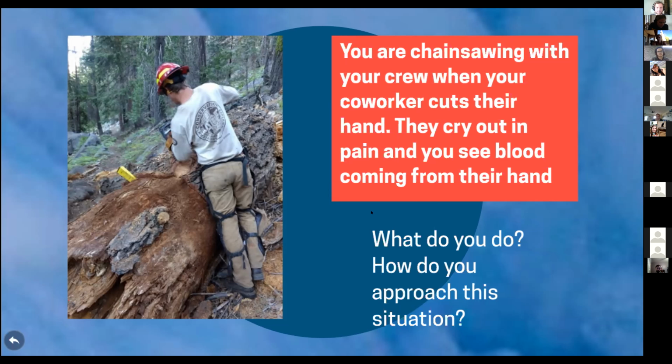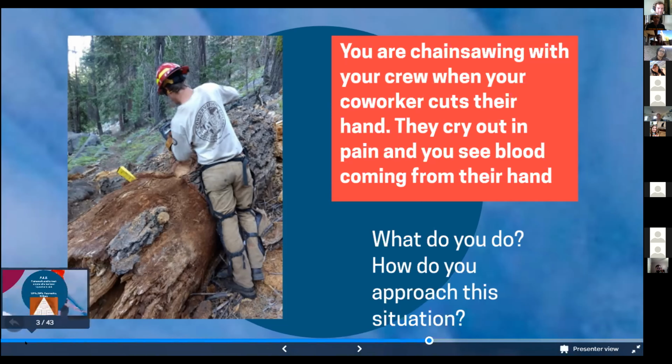Sutures, sewing people up, is definitely outside of your scope of practice, so don't do that one. Let the pros do that. They're gonna wanna clean it really well too. Great, so we can hop back.